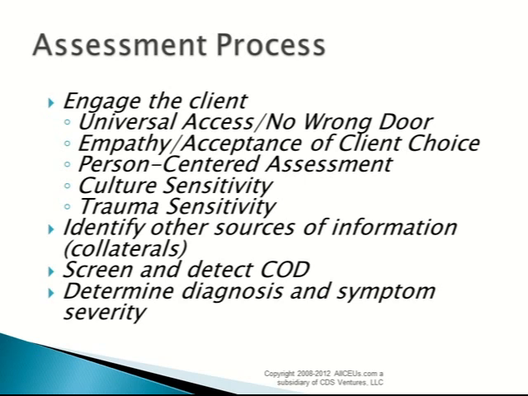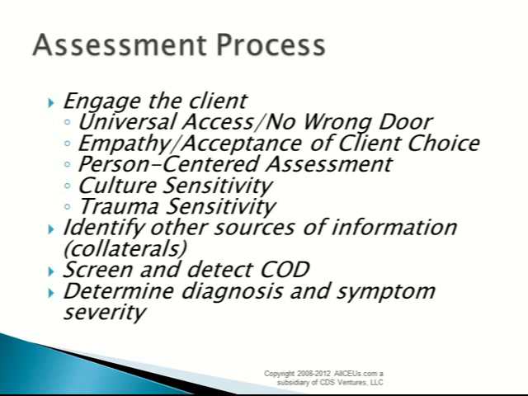Identify other sources of information. These are called collateral sources. Doctors, family members, anyone who you can get a release from the patient to talk to. Screen and detect for co-occurring disorders. Determine the diagnosis and the symptom severity on each diagnosis. Determine the level of care. And you want to also look at disability and functional impairment. This will be somewhat assessed when you're determining level of care.